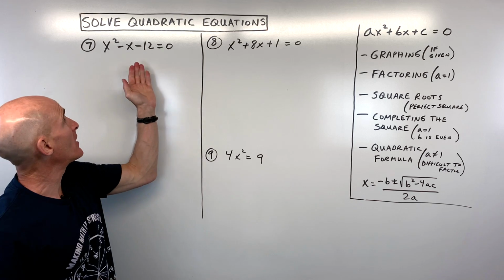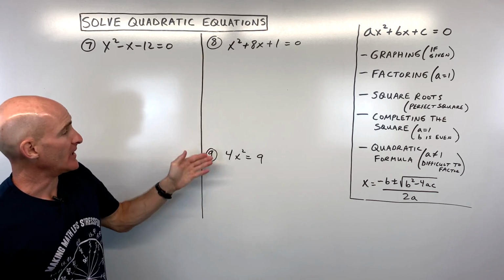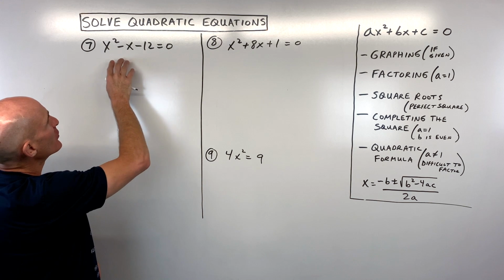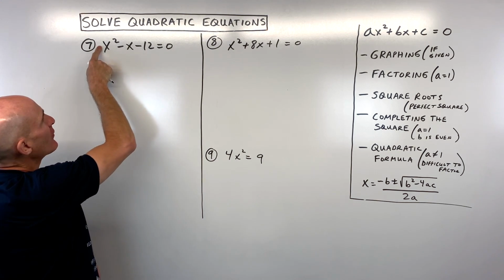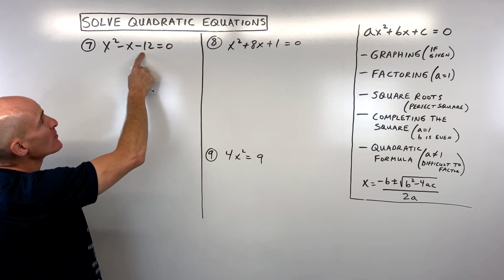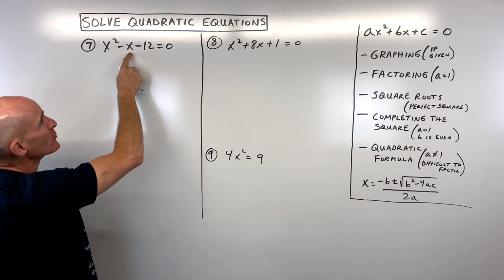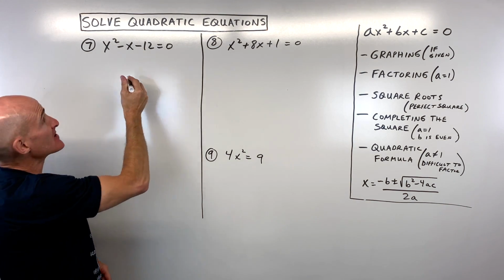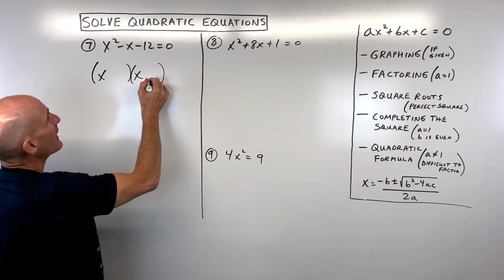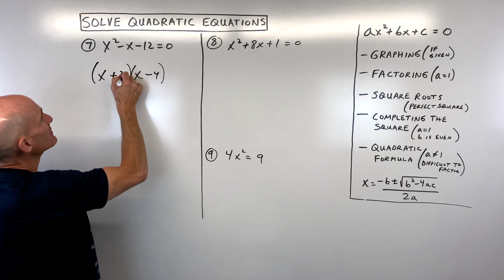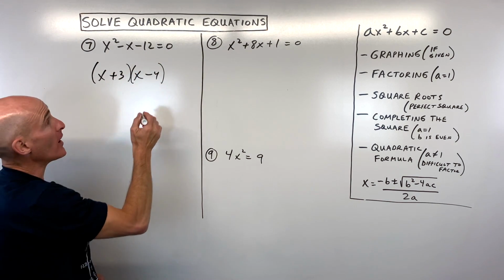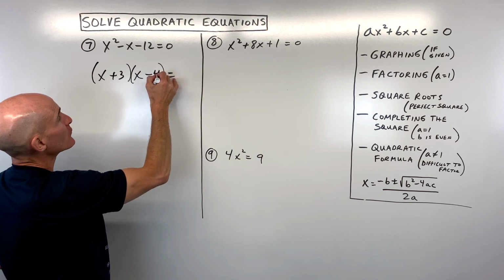What do you think you would do on number 7 and number 8 and number 9? Well, let's see. For number 7, when I look at this, I can see that the a value is 1. And is this easy to factor? Are there 2 numbers that multiply to the c value but add to the b value? Yes, there are. It looks like I could multiply negative 4 and positive 3 together. That gives you negative 12, and negative 4 plus 3 is negative 1. So we can go right into the factored form.